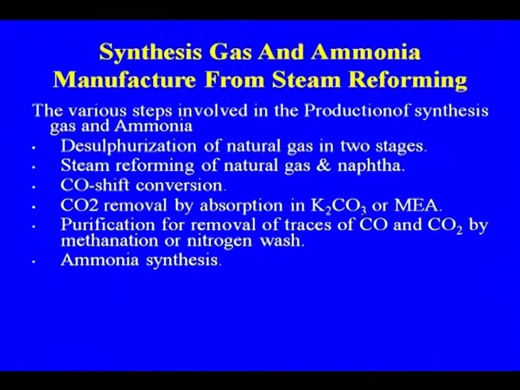Then after desulfurization comes steam reforming of the natural gas, and then CO shift conversion, because there we get a mixture of CO and H2. CO shift conversion, CO2 removal and purification are all part of ammonia manufacture. But so far as methanol is concerned, the first 2 steps are common. So, CO shift conversion, CO2 removal by absorption in K2CO3, MEA, or methanol, and purification for removal of traces of CO and CO2 by methanation or nitrogen wash. In the case of partial oxidation, nitrogen is available because they are using oxygen, and that nitrogen is used for removal of traces of CO and CO2 which may poison the catalyst, and then the final ammonia synthesis.